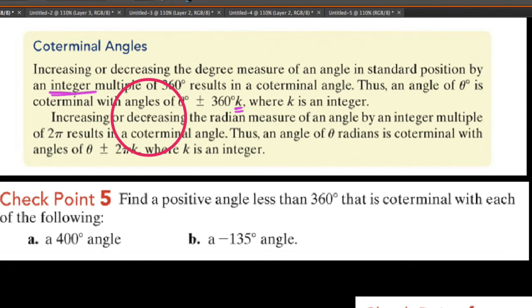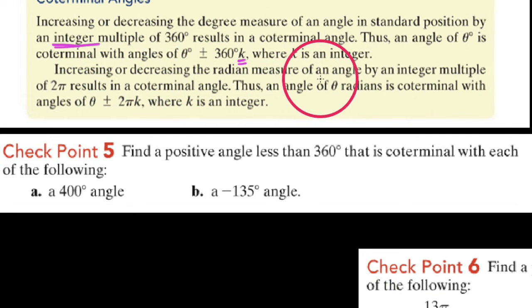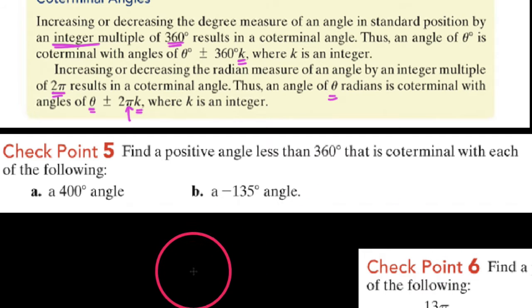We could also look at this in terms of radian measurement. Increasing or decreasing the radian measure of an angle by an integer multiple of 2 pi, which in radians is the same thing as a 360 degree rotation, also results in a coterminal angle. Thus, any angle of theta radians is coterminal with any angle of theta radians plus or minus any whole number multiple of 2 pi. So what we're going to be doing here is investigating how we can find coterminal angles by adding on or subtracting off multiples of 360.